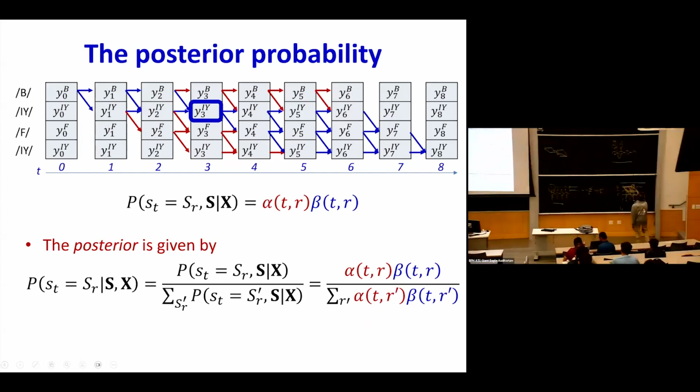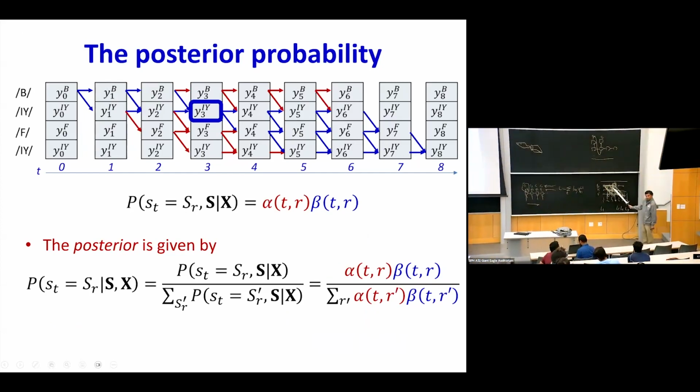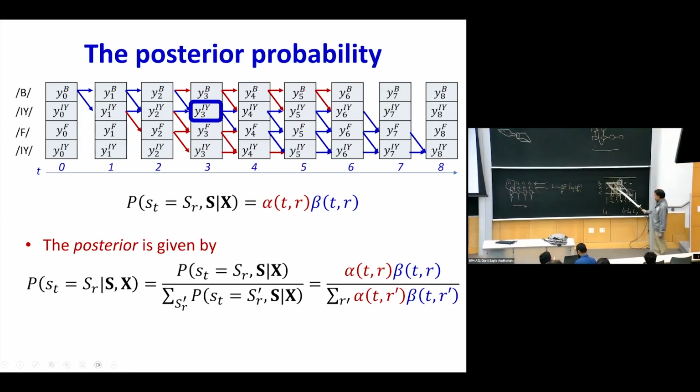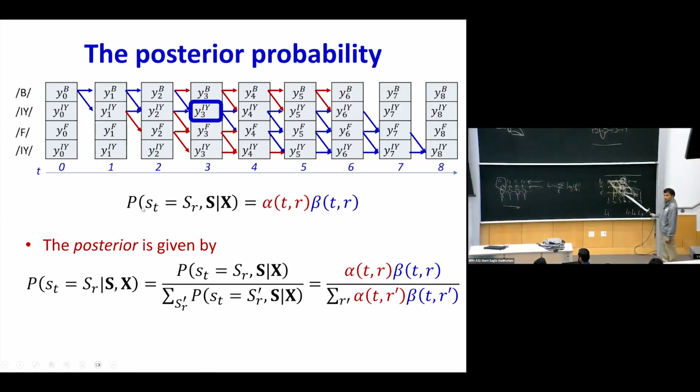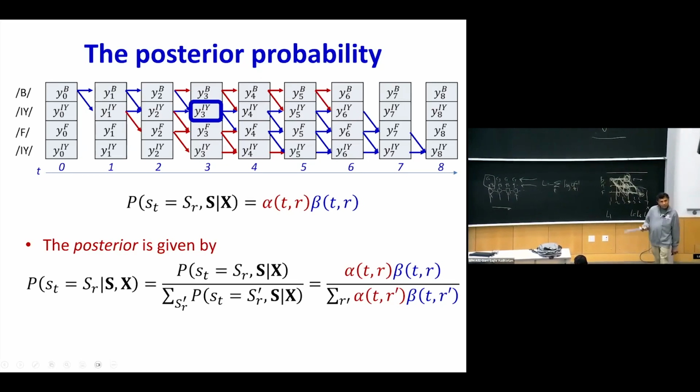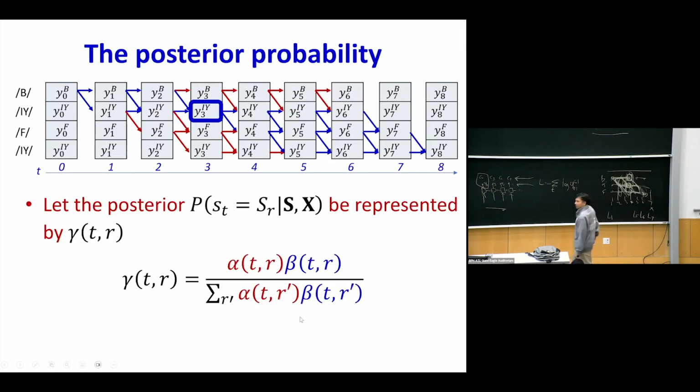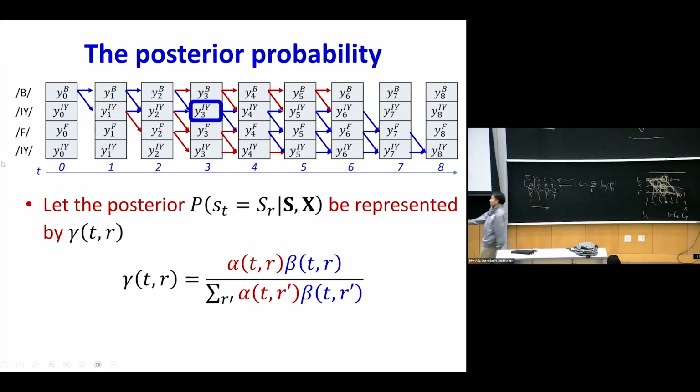Once you've done the forward pass and the backward pass, you would have the alphas and betas for every node in the graph. So you're going to multiply the alpha and beta here, the alpha and beta here, the alpha and beta here. You're going to get 3 terms. Then you sum them up and normalize so that they end up summing to 1, right? And I'm going to call that gamma. That's gamma t,r.